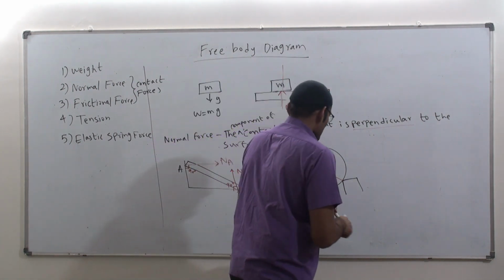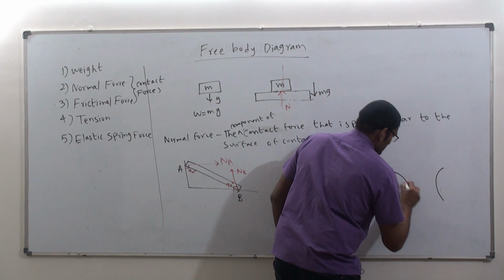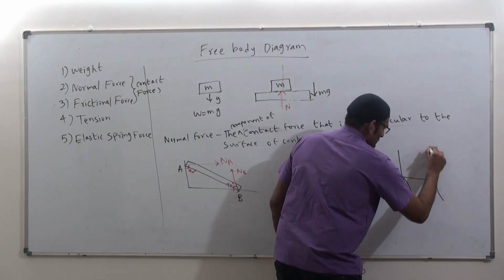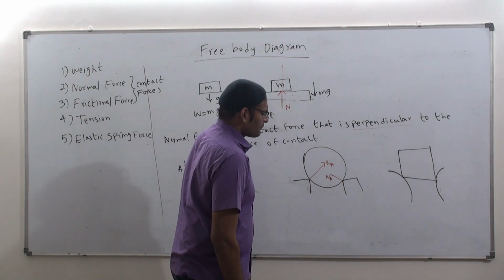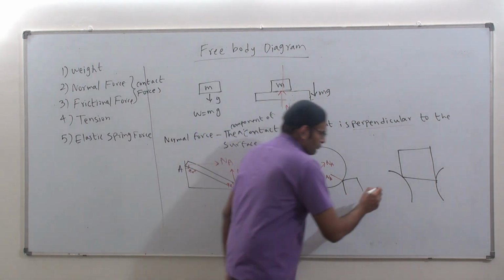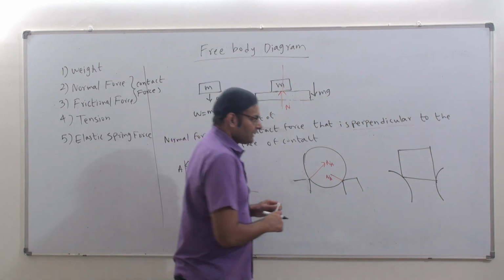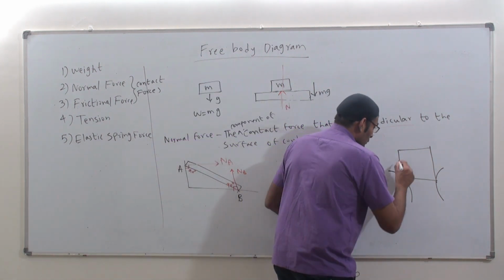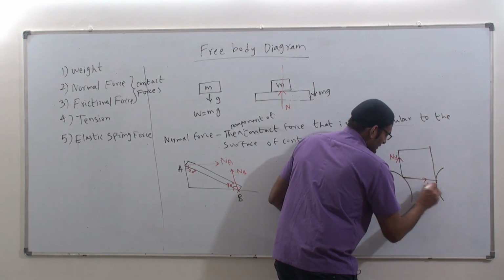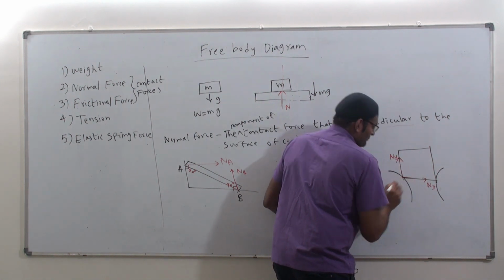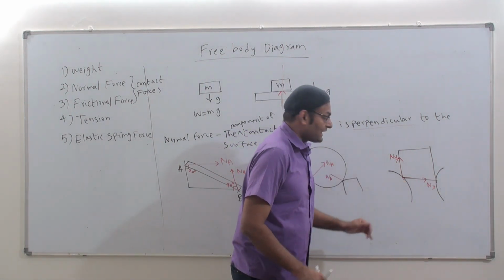It would be very interesting. Okay, let's take a block here. Now what would be the normal force here? Now it's very interesting. Here I can directly write NA, but here I need to resolve into two components, NY and NX. The normal force at this point is NY in this direction and NX in this direction.